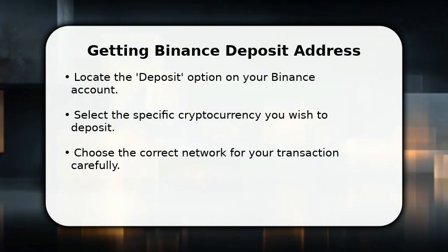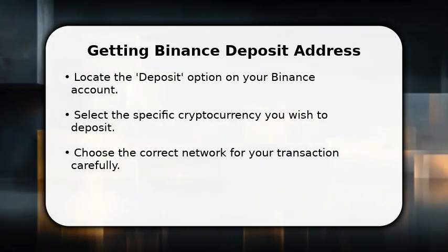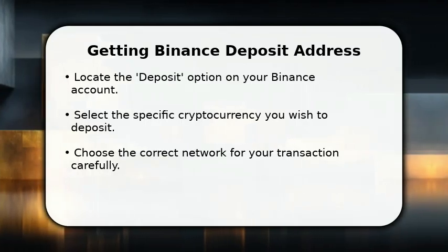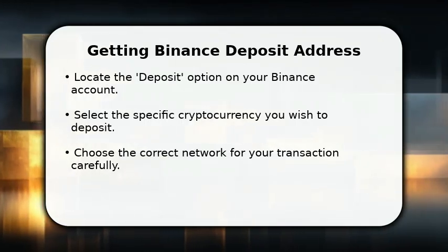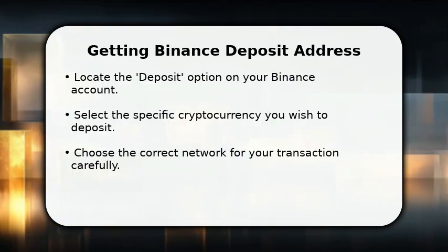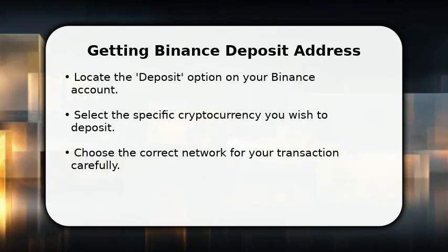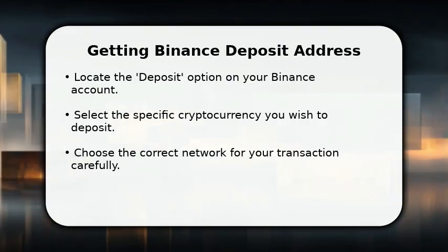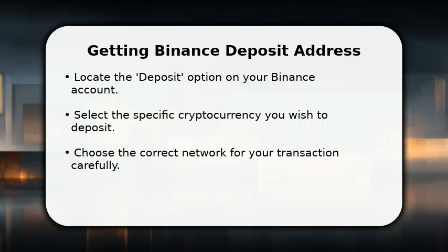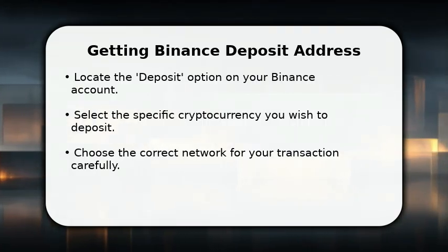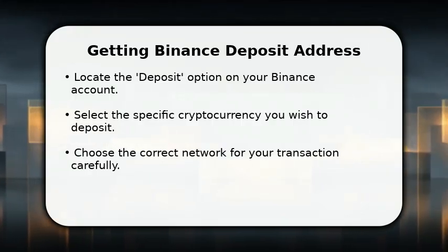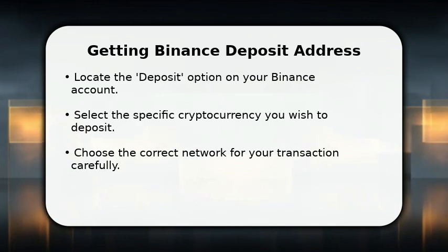In this video, I will explain how to get your Binance deposit address. First, log into your Binance account and navigate to the wallet section. From there, select Deposit Crypto. You'll then choose the specific cryptocurrency you want to deposit, like Bitcoin or Ethereum. Crucially, select the correct network, such as ERC20 or BEP20, ensuring it matches your sending platform. Your unique deposit address will then be displayed for you to copy.